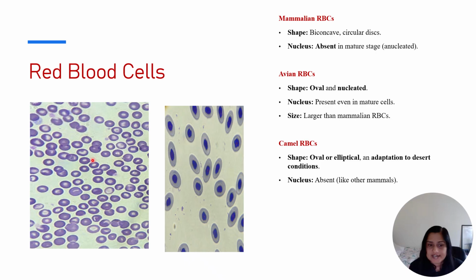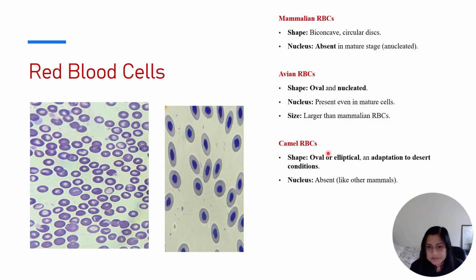How will we identify the mammalian RBC? The shape will be a biconcave or circular disc, and the mature RBC has no nucleus. The second picture is of an avian RBC. The shape is different from the mammalian. The shape is oval and it is nucleated. This purple color is the nucleus of this avian RBC.